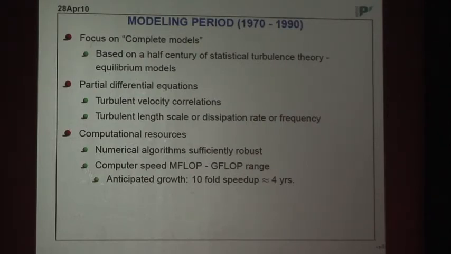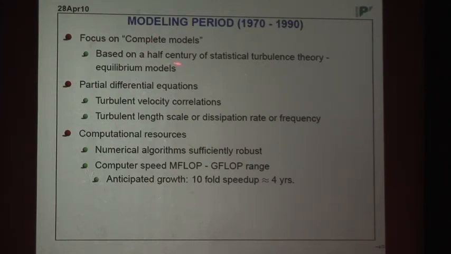So the focus was on complete models, which means we don't want to specify a length scale and have it change with each different flow we're looking at. We want to solve transport equations for all the quantities we need. One of the deficiencies, which is still the deficiency of RANS models, is that they're based on equilibrium turbulence dynamics, which means they assume the turbulence has responded completely to the imposed shear on the flow. It's the underlying deficiency of RANS models. It's the formulation that causes it, because you're looking at statistically mean quantities, but that's why RANS models simply aren't going to work in some flows.